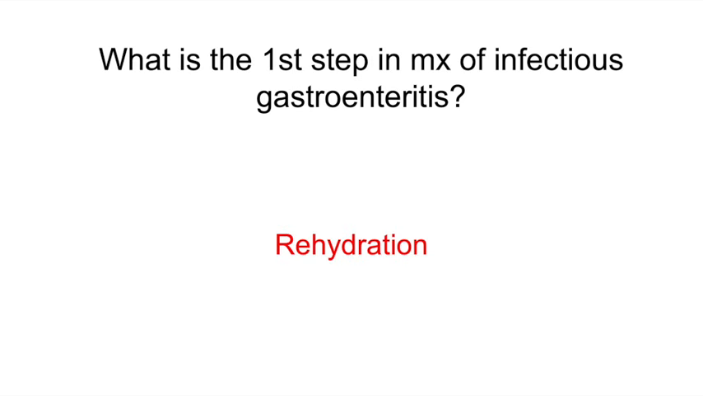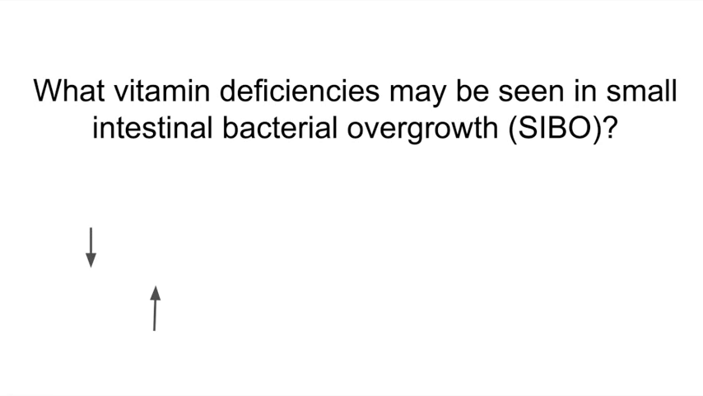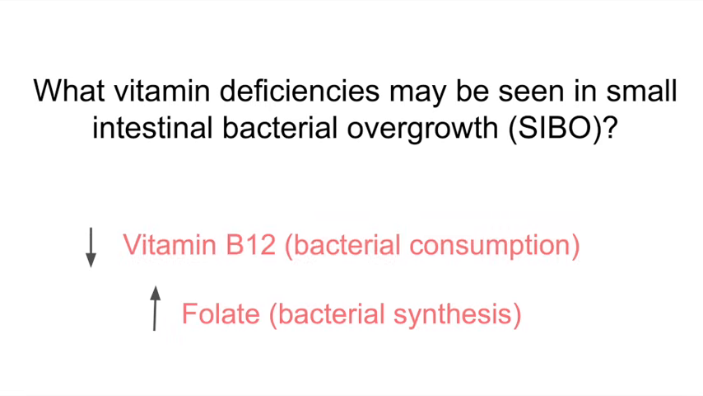What vitamin deficiencies may be seen in small intestinal bacterial overgrowth? Well, these patients typically present with bloating, flatulence, chronic watery diarrhea, and possible signs and features of malabsorption. They have a low vitamin B12 due to bacterial consumption and high folate due to bacterial synthesis.